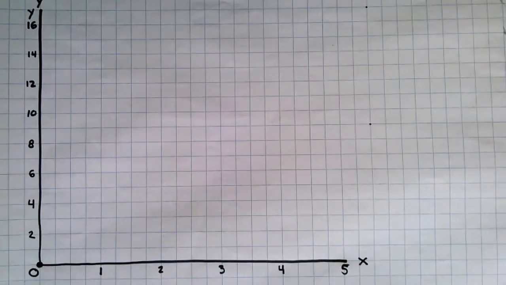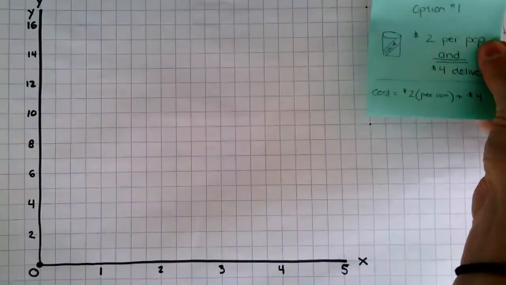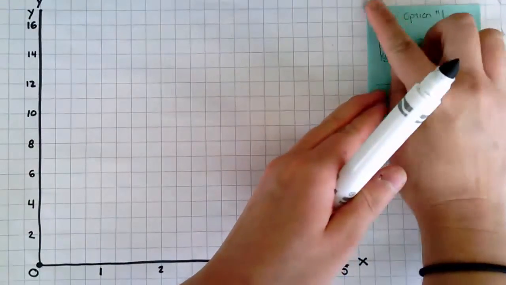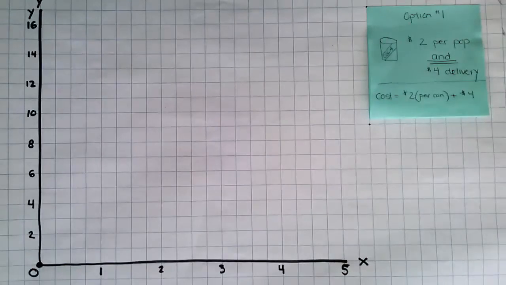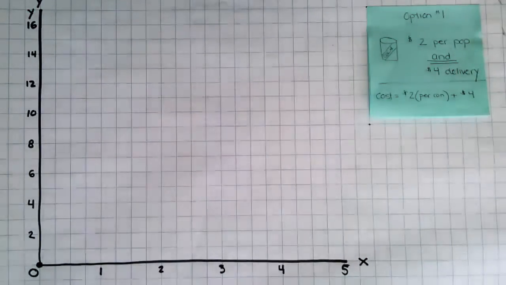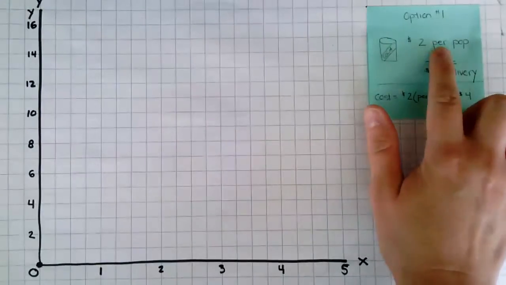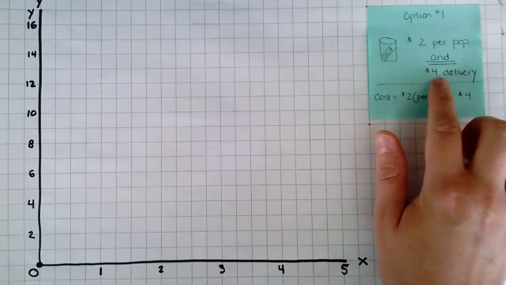Let's take a look at the pop problem so we can start graphing some points. Basically in this case, we have a delivery service, and the delivery service charges $2 per can of pop, plus $4 as a flat delivery fee.